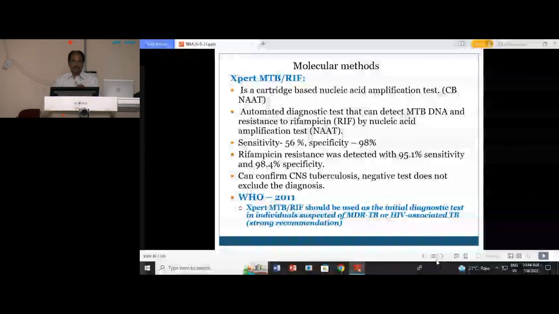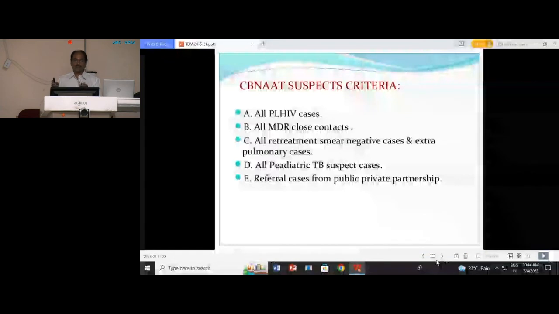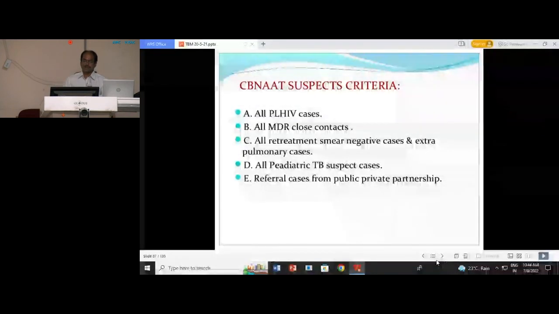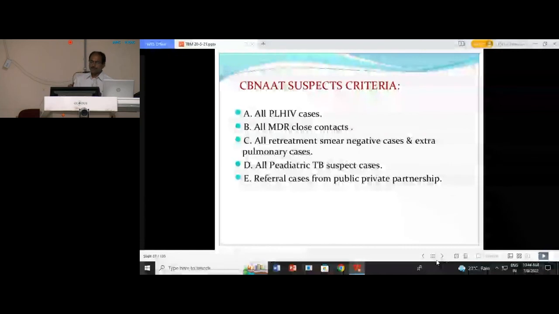So CBNAAT, the suspect criteria: all patients, people living with HIV, all MDR close contacts, you have to do the CBNAAT. All retreatment, smear negative cases, all extrapulmonary cases, all pediatric TB suspected cases, and referral cases from public-private partnership, the CBNAAT should be done.